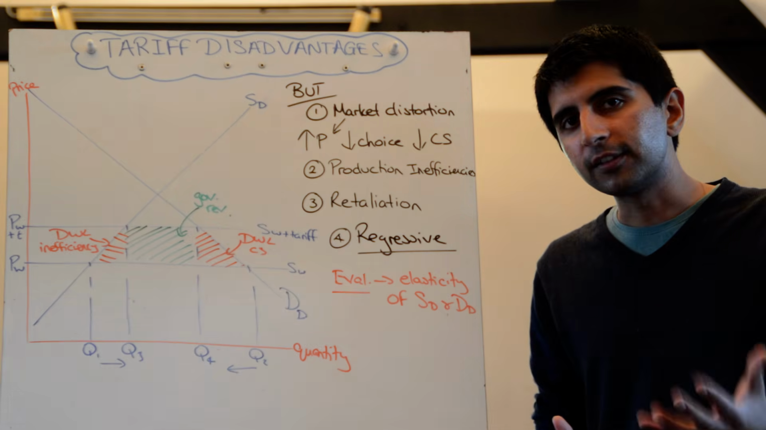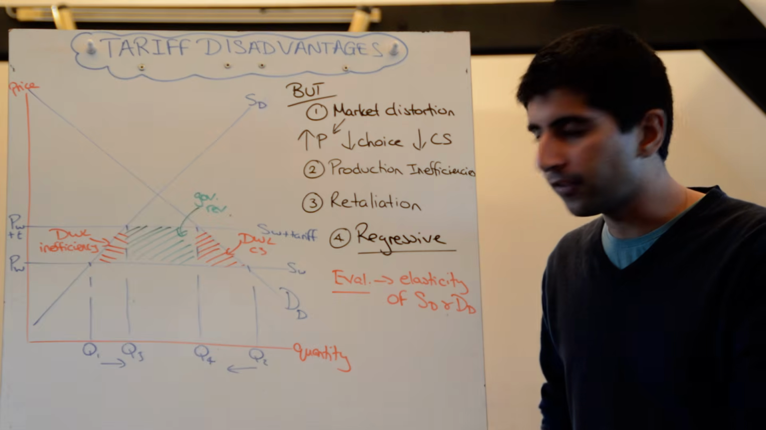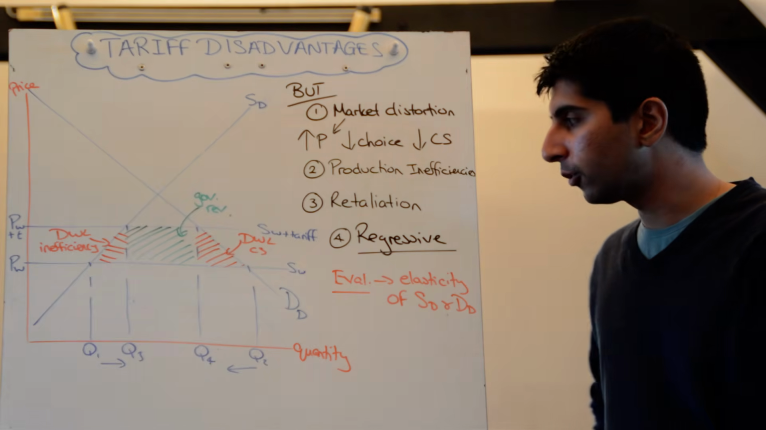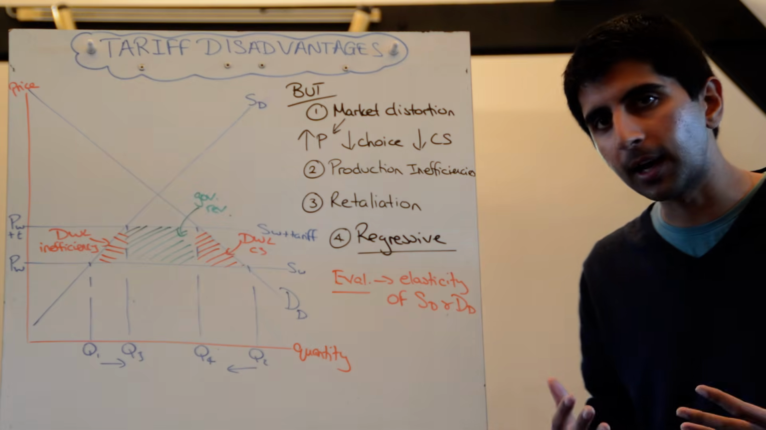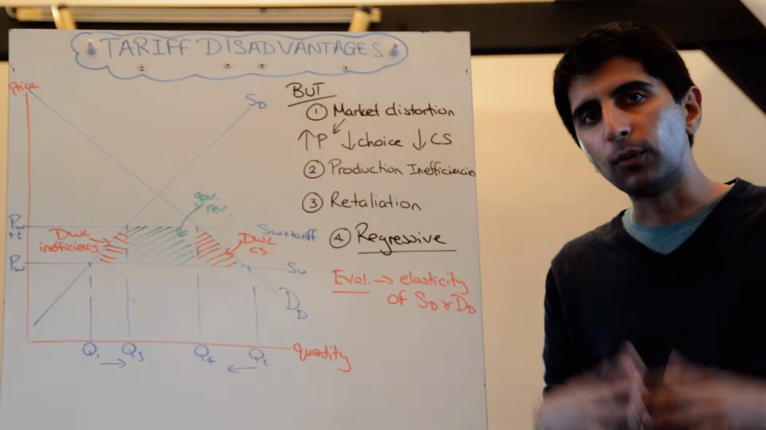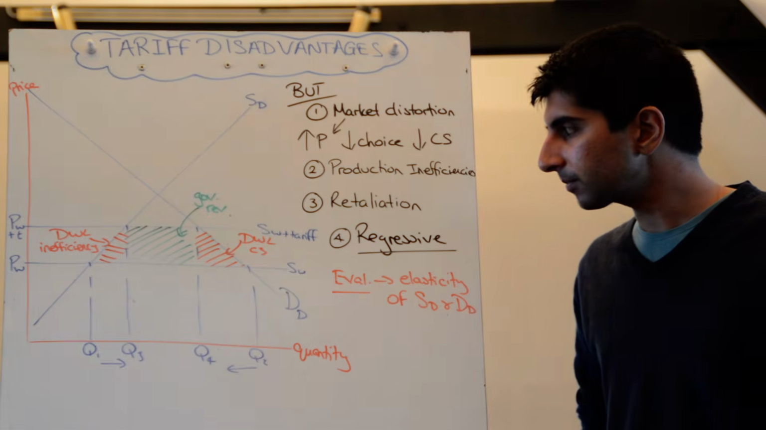They are the ones who are going to suffer. So in that sense, a tariff is regressive. It hurts those on low incomes far more than it will hurt those on high incomes. So when it comes to equity and the distribution of income, imposing a tariff is likely to worsen the distribution of income and worsen the issue of equity.